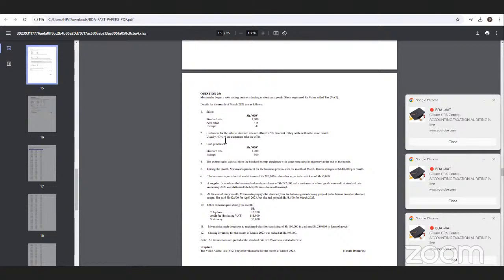So that is 20 marks. The VAT payable or refundable for the month of March 2010. So maybe I can copy this so that I will not come back.